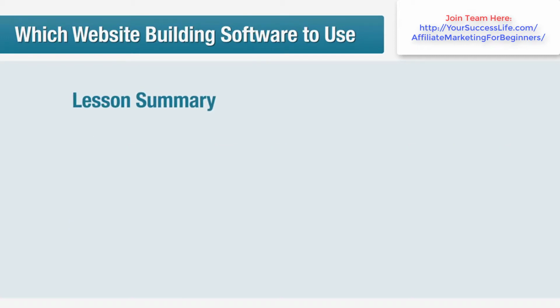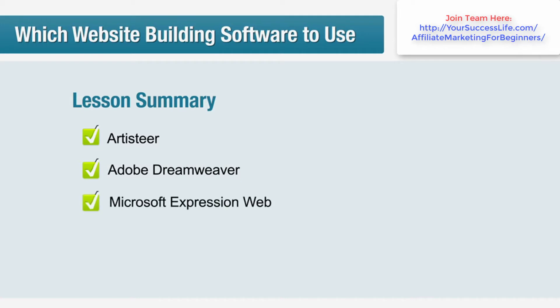And for today's lesson summary. In this lesson, we've looked at several programs you can use to develop your affiliate sites. They were Artisteer, Adobe Dreamweaver, Microsoft Expression Web, Xsite Pro, or you can simply code by hand.